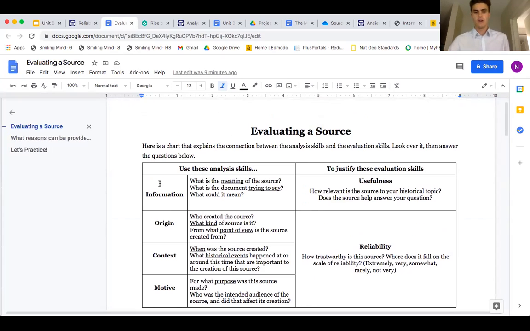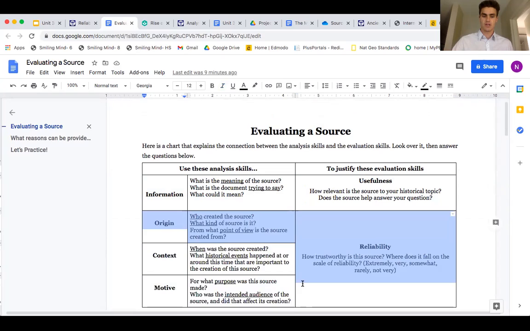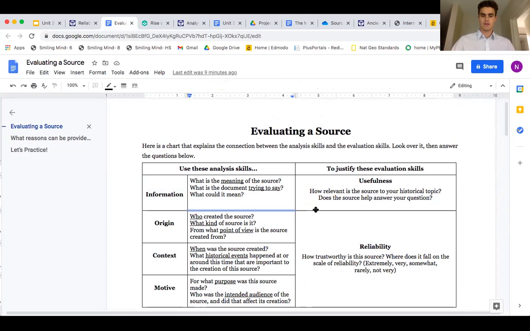Here on this chart, you can see which analysis skill lines up with which evaluation skill here. Origin, context, and motive to reliability, and information to usefulness. In fact, we can even make this line even thicker to prove that point.